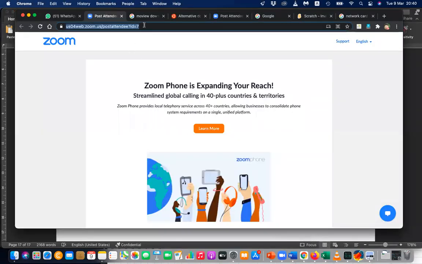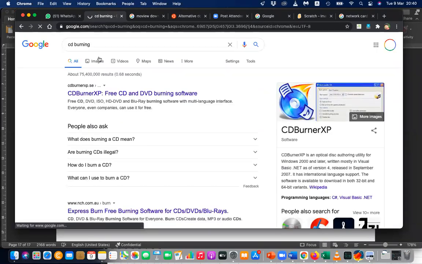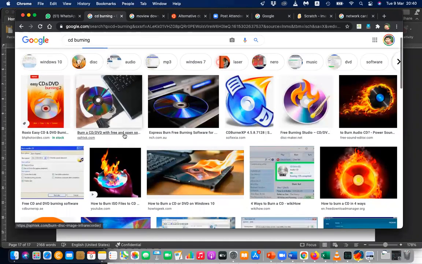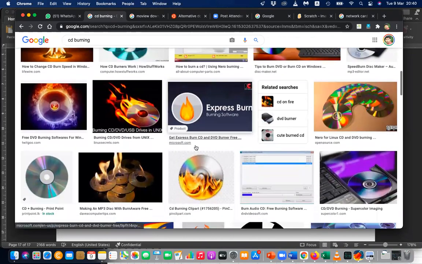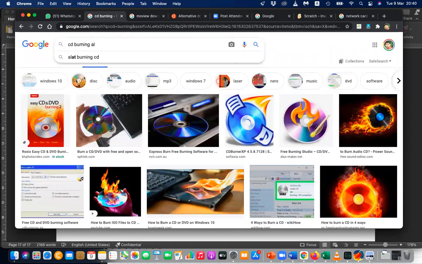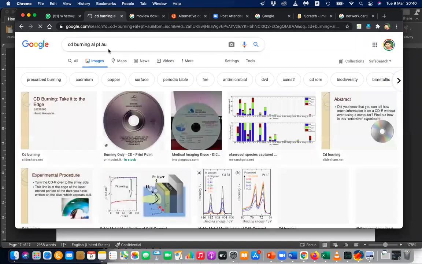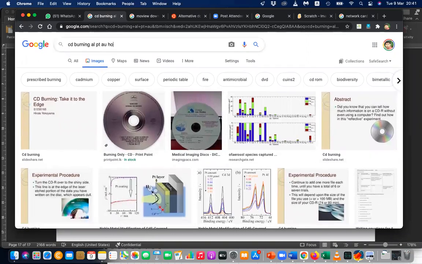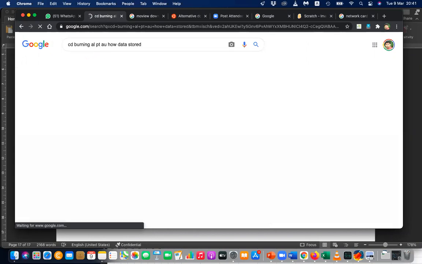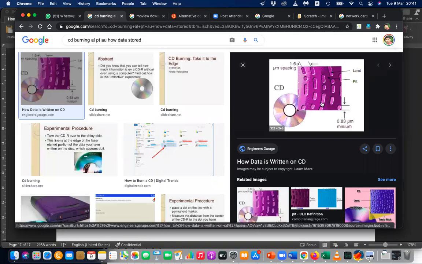In optical storage, this is done by burning, right? CD burning. Basically it is done by burning the CD. Burning the CD is not burning like this. There is a layer, aluminium, platinum, or gold layer. Here you can see how data is stored. This is how you store data in a CD by burning.